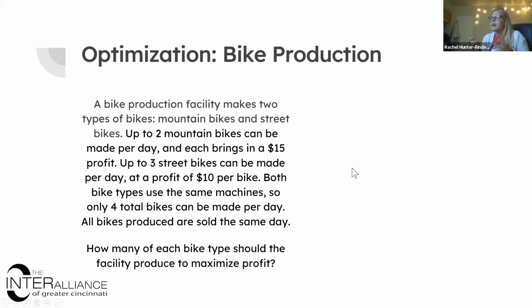So a very basic word problem here. We have a bike production facility that makes two types of bikes, mountain bikes and street bikes. Up to 2 mountain bikes can be made per day, and each brings in a $15 profit. And then up to 3 street bikes can be made per day at a profit of $10 per bike. Both bike types use the same machines, so only 4 total bikes can be made per day. All bikes produced are sold the same day, so we're not restricted in any way by how much we can sell, it's just how much we can make.